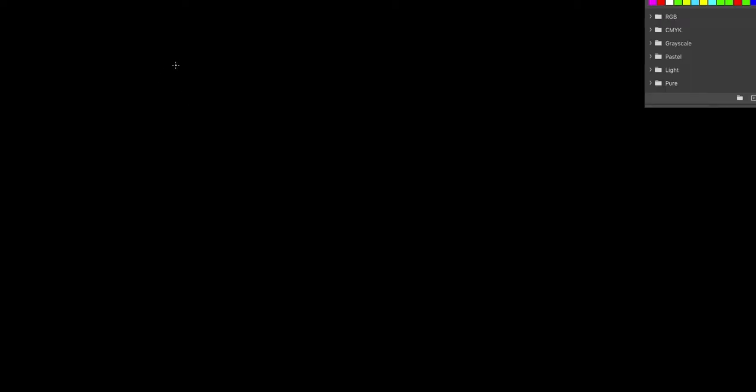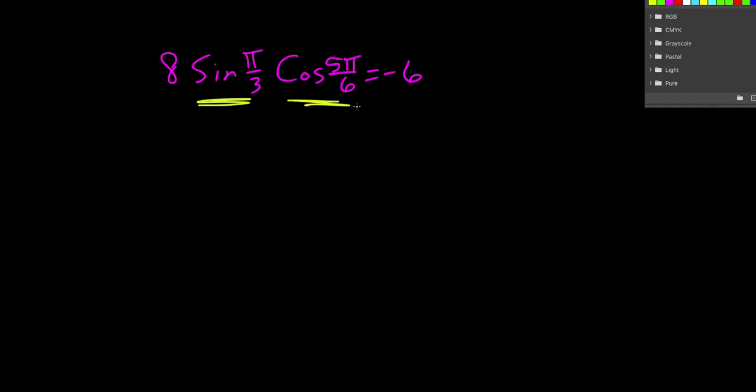So it says, without using a calculator, show that 8 sine of pi thirds times cosine of 5 pi sixths is equal to -6. Okay, so what we're going to do is take the left side of this equation and figure out what these two things are, and then multiply them together, multiply them by 8, and hopefully that will be -6.